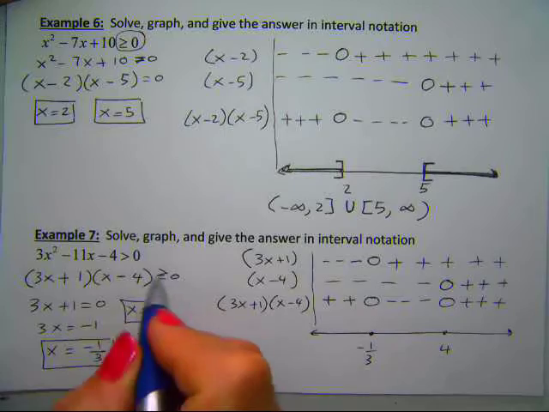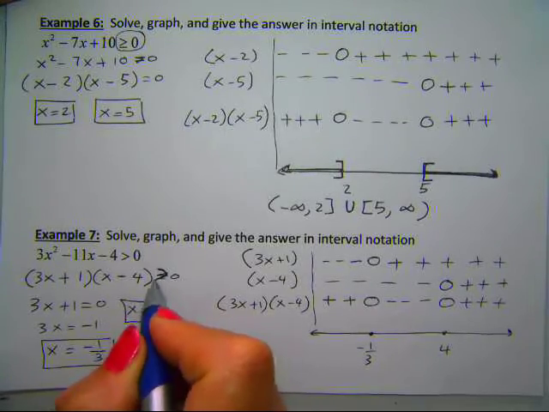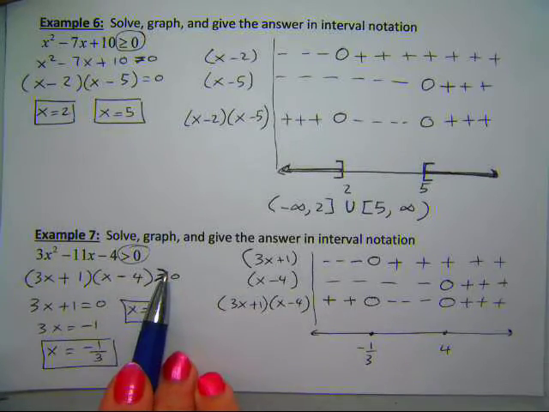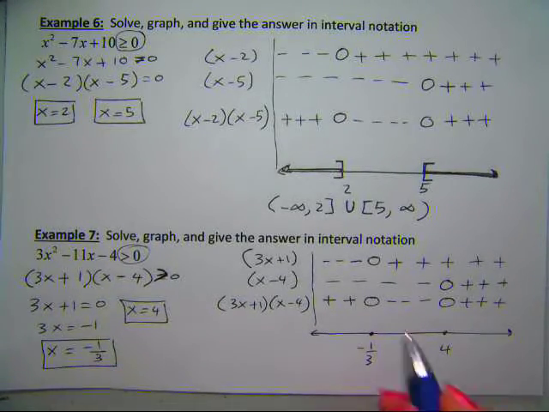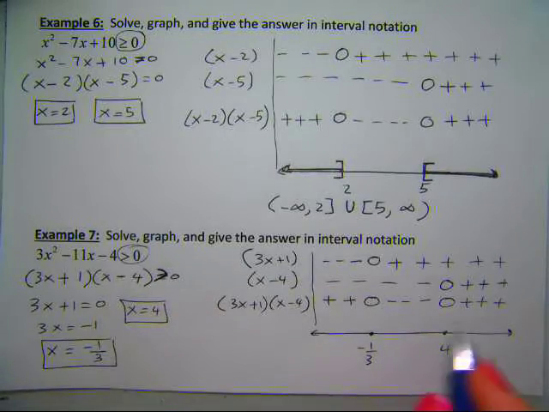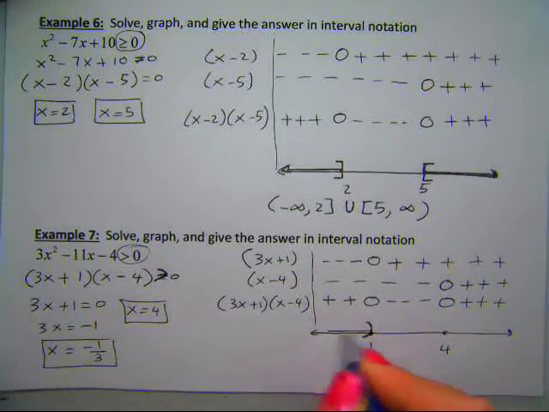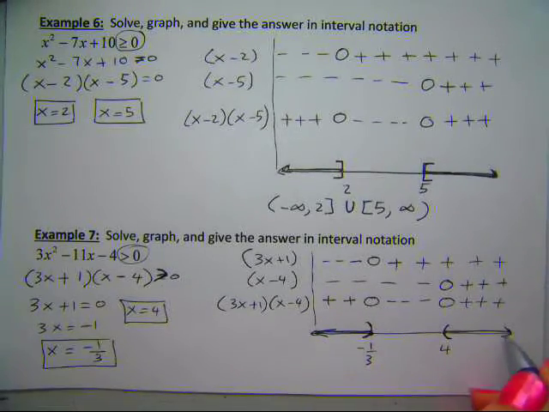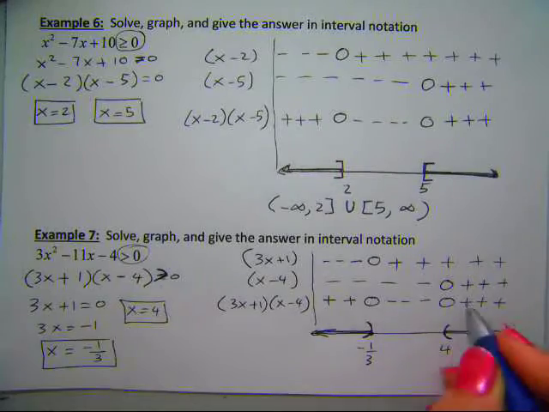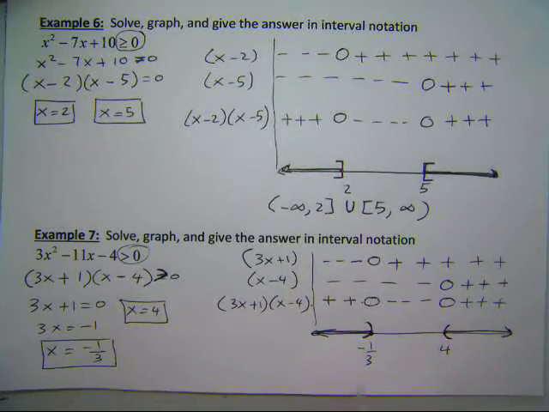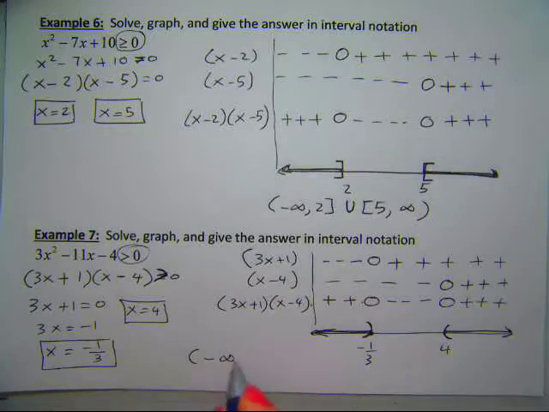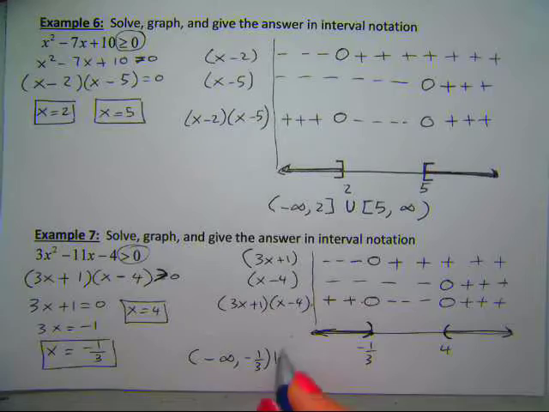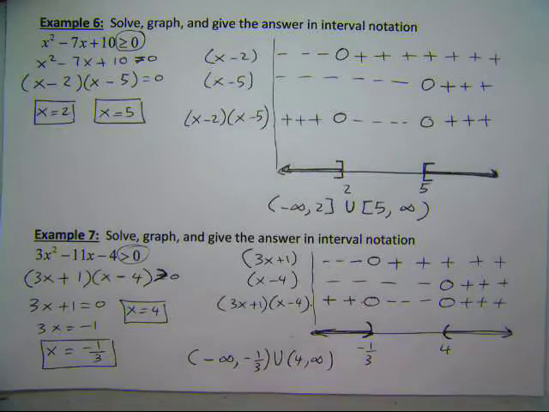Now again, what are we trying to find? Oh, this is just greater than. We are trying to find where these two factors multiplied give a positive number. No or equal, just positive. So the 0 is not included, and the 4 is not included here. Only positives. So in interval notation, negative infinity to negative 1/3 and 4 to infinity.